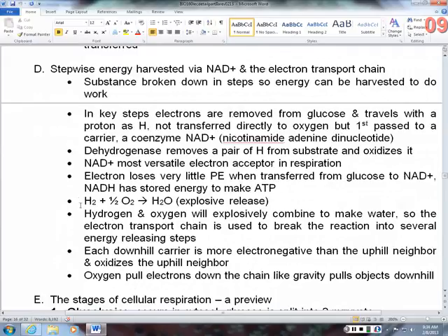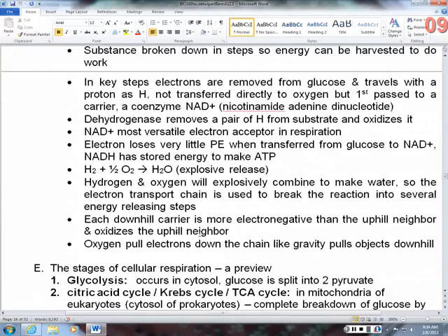So part of where you're getting energy is taking hydrogen and combining it with oxygen to make water in there. And we want to do this slowly, because doing this reaction all at once would be an explosive release. That's why we want to use the electron transport chain to break it down into steps so that it's not an explosive reaction in there.